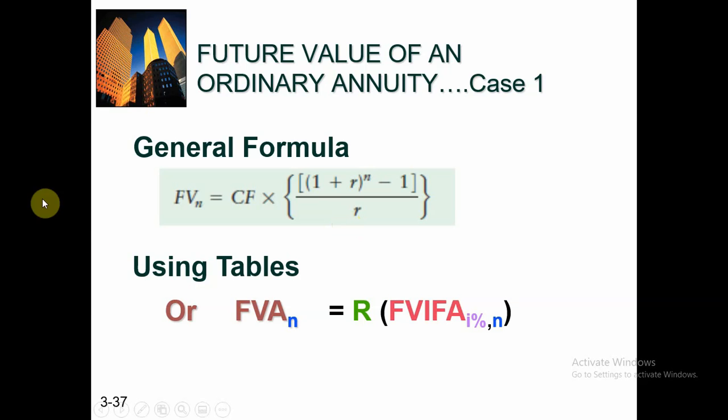So here is also using a table. We can also use the table to find the future value of our ordinary annuity, and I will show you how we can find the value. So here is the future value: FV is equal to A, representing the annuity, ordinary annuity, n is the time period, and r is my return. FVIFA, the future value interest factor of an annuity, ordinary annuity, i is my interest and n is the time period.